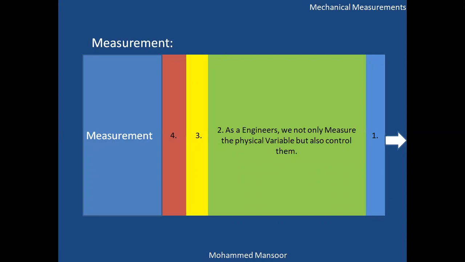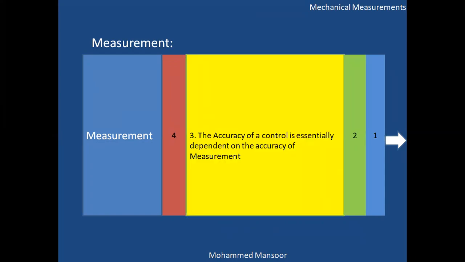As engineers, we not only measure the physical variables but also control them. In the engineering field, we have different processes to control. In order to control the engineering process, we need to control the physical variables. If you want to control the physical variables, we need to measure them. The accuracy of a control essentially depends on the accuracy of measurement. See, for any control process to be accurate, the measurement which we take during the process has to be accurate.